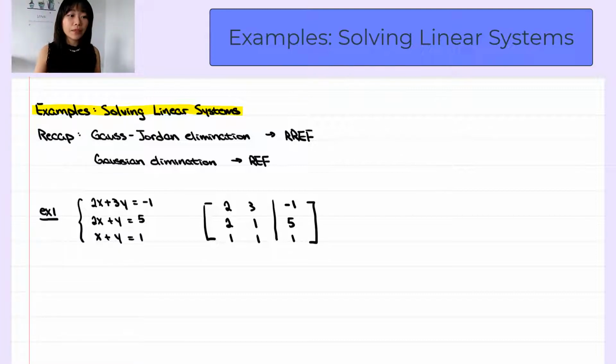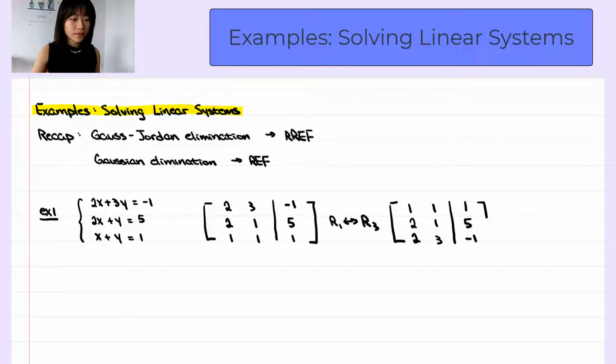We want to have the pivot equal to 1, so I can interchange row 1 with row 3. Then my matrix becomes 1, 1, equals 1. The second row remains the same, 2, 1, and 5. And the third row is now 2, 3, and negative 1. So I got my first pivot here.